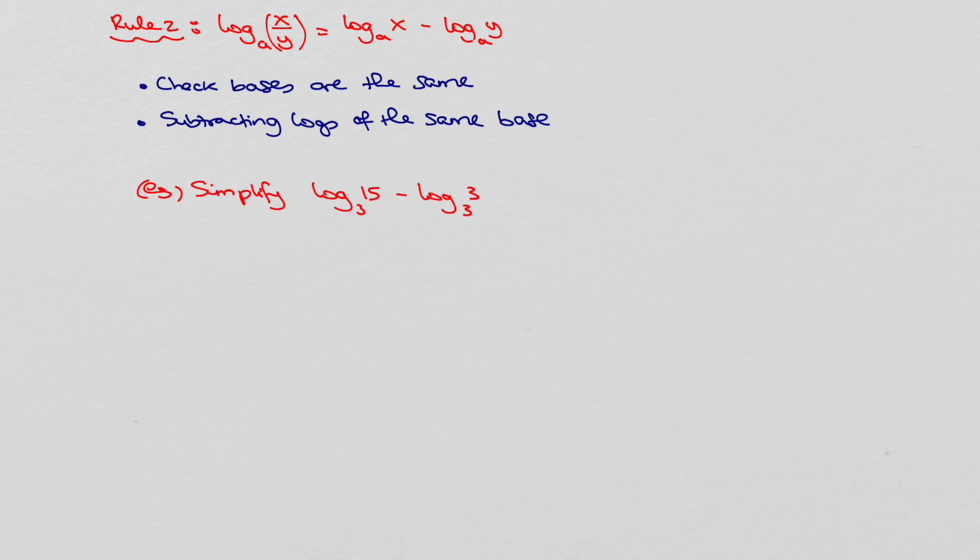So if we have log 15 to the base 3 minus log 3 to the base 3, I check my bases are the same, so they're both base 3. And then I divide 15 by 3, and that's to the base 3. And therefore that simplifies to log 5 to the base 3.